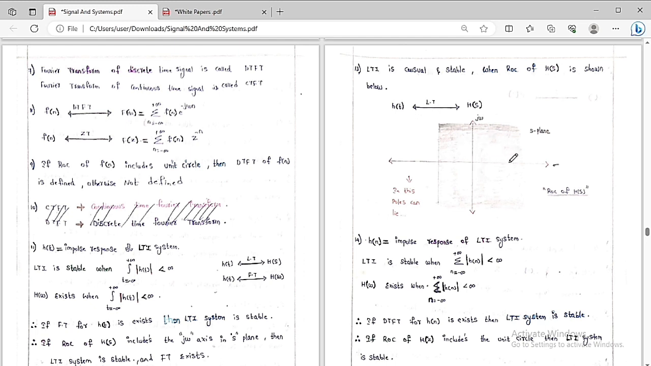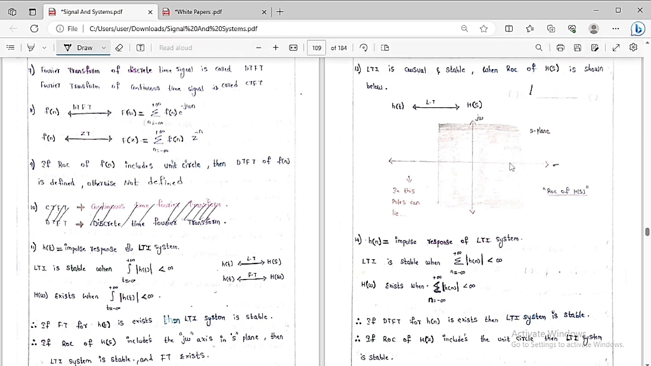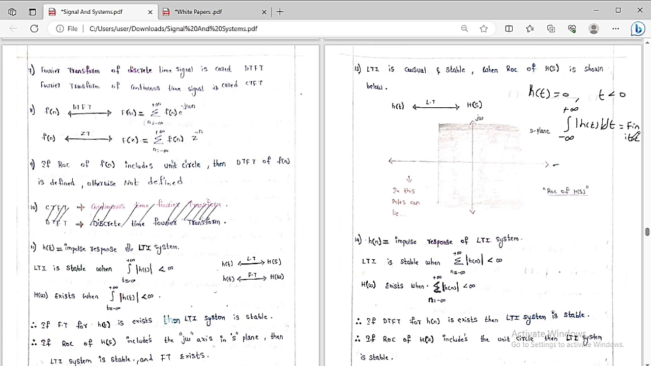I've already told you here H of t is equal to 0. Let me write the point here. H of t is equal to 0 for t less than 0, then the system is said to be causal and is absolutely summable. Integration from t equals minus infinity to plus infinity of mod of H of t dt should be a finite value. Then we can say it is both causal as well as stable.